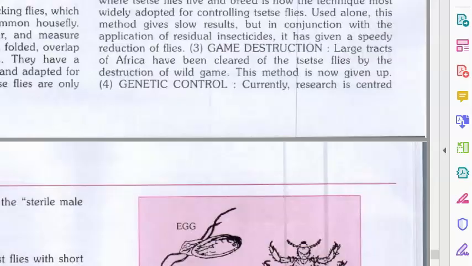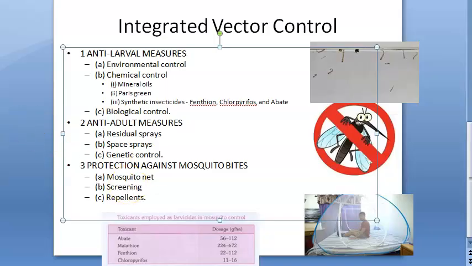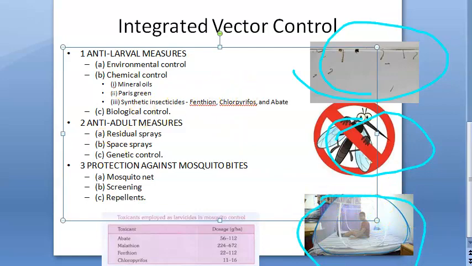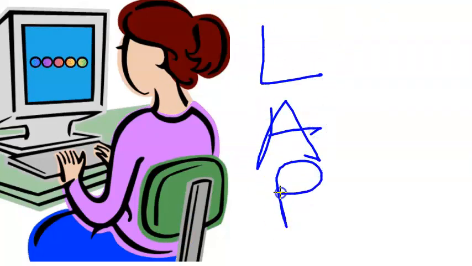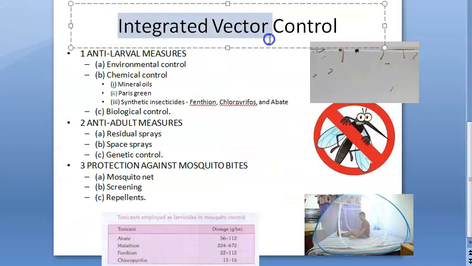Great. So when it comes to integrated mosquito control, you will have to write anti-larval measures, anti-adult measures, and protection against mosquito bites. Three important headings you have to write in the exam, guys. What all you will write? Anti-larval measures, anti-adult measures, and then protection against mosquito bites. These are the three headings the textbook goes by. You will also go with the same three things. Okay. So you have understood what integrated is.